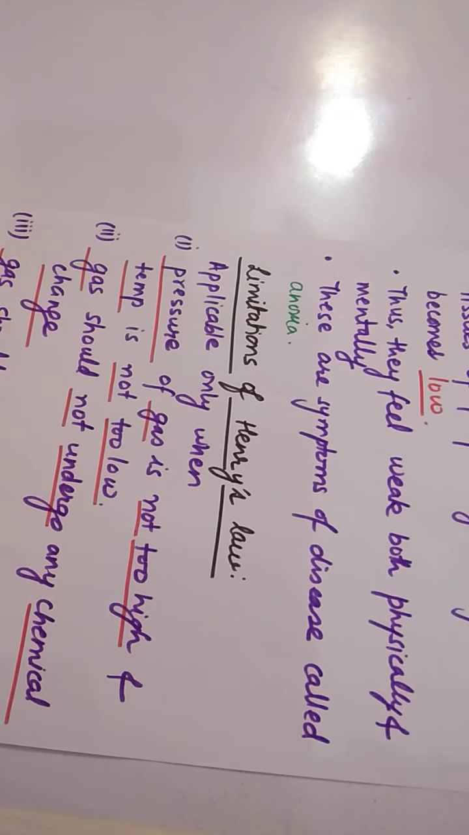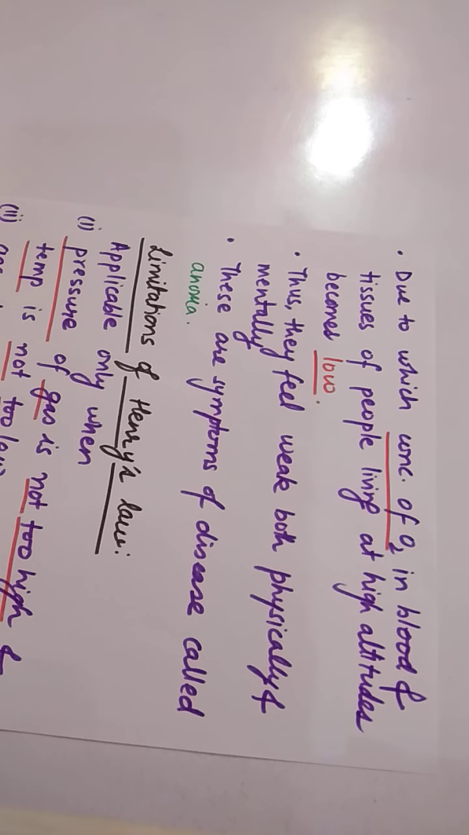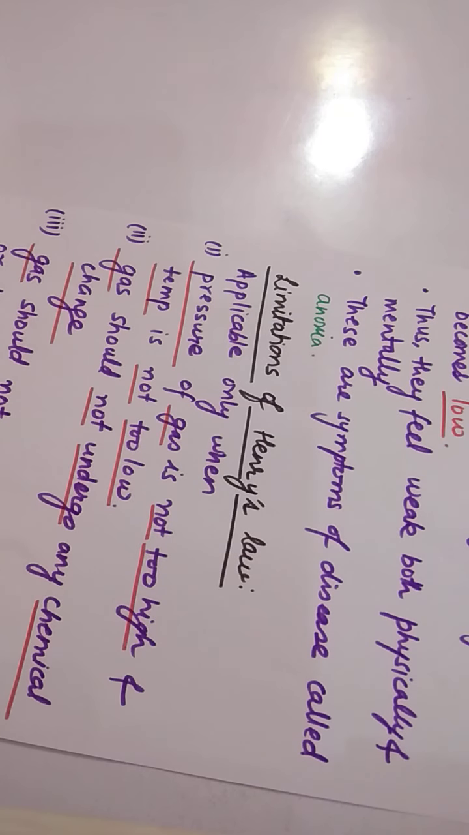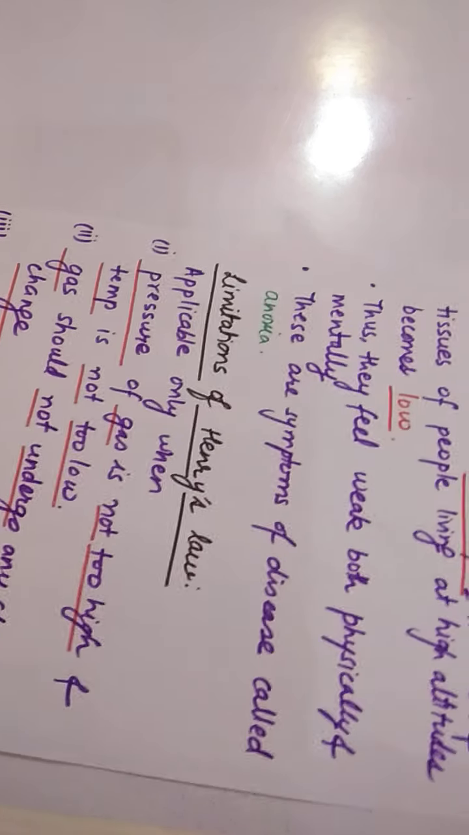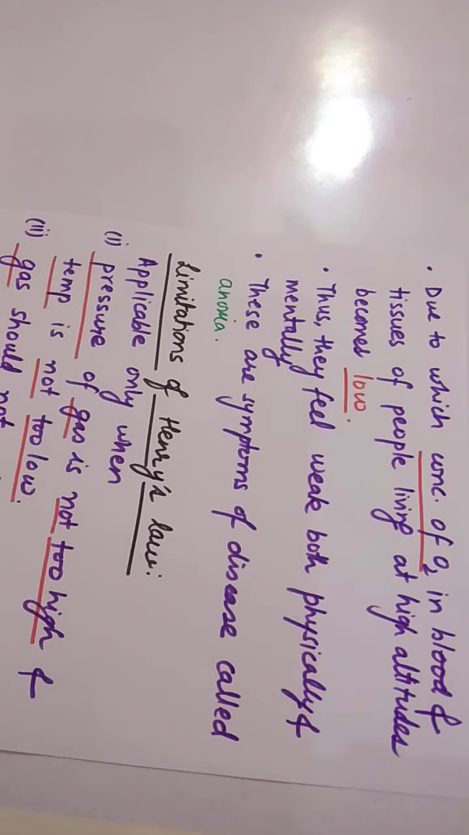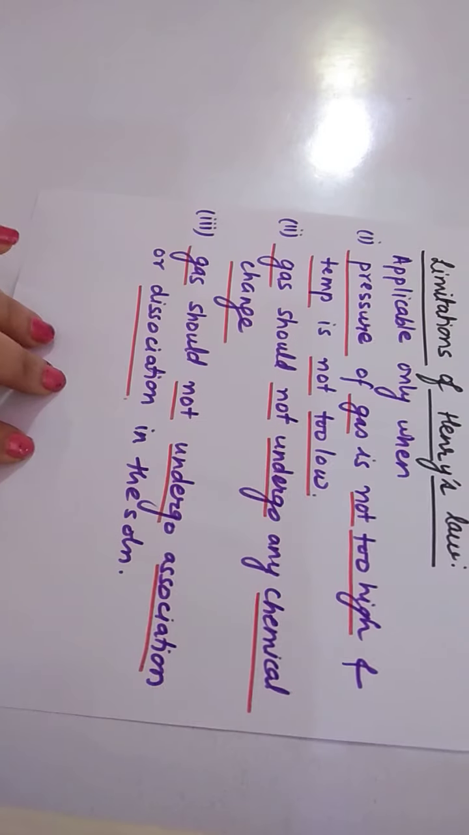So due to that, the people living at high altitudes will be both physically and mentally weak. These are the symptoms of a disease called anoxia. If people are both physically and mentally weak, then that disease is known as anoxia. This is caused by the lower concentration of O2 in our blood. It is generally found in people living at higher altitudes because the concentration of O2 in their blood is very low.